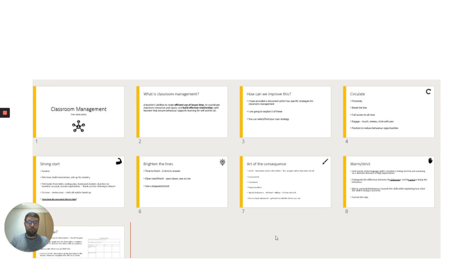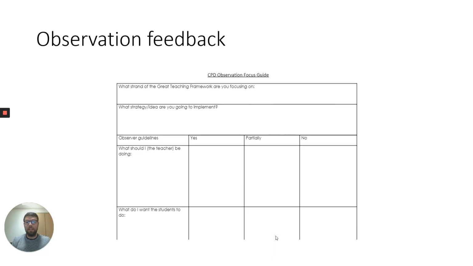And let's say you choose circulate. So if you choose circulate, this is what you would do. Your top box, you would just say classroom management. What strategy idea are you going to implement, which is here? You'd write circulate. Now, this is the most important part, and this is how we try to get it away from judgmental, and we try to alleviate the idea of the observer maybe not being a subject expert. You write, as the person being observed, what you're going to do.